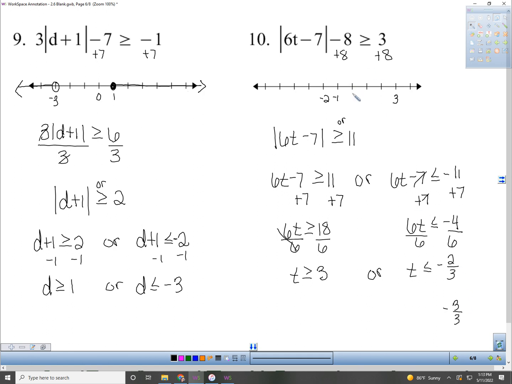So if you thought about taking and splitting this into 3 sections, I would be 2/3 of the way here. So this would be a closed circle right there at negative 2/3. And I'm going to be shading to the left because that's what is less than or equal to. Or I am greater than or equal to 3. So we will shade to the right.